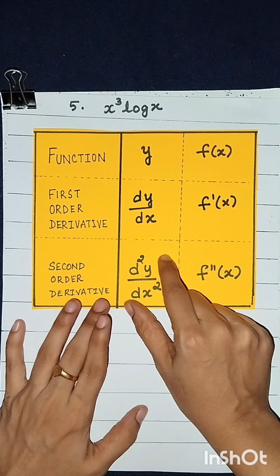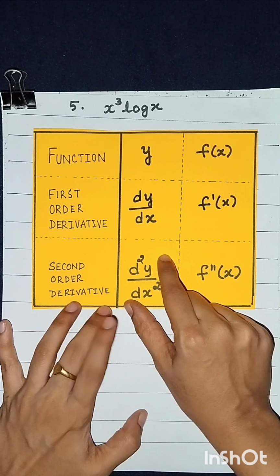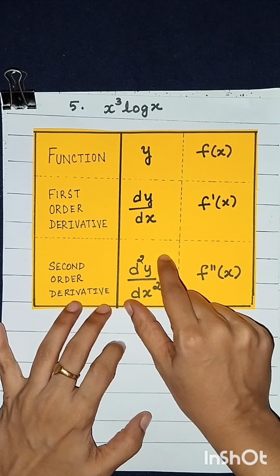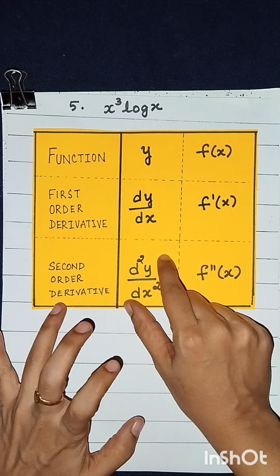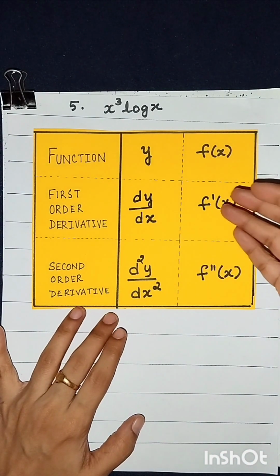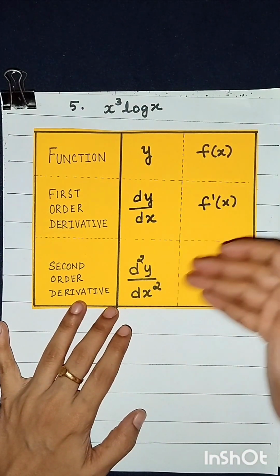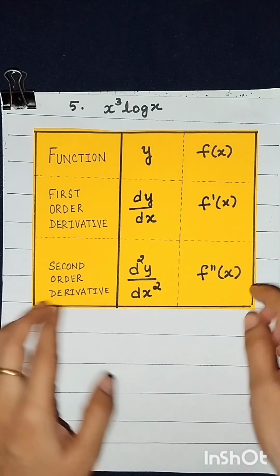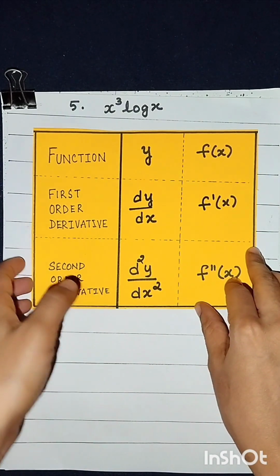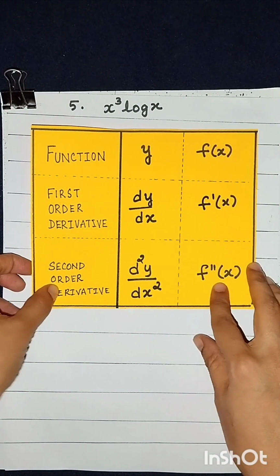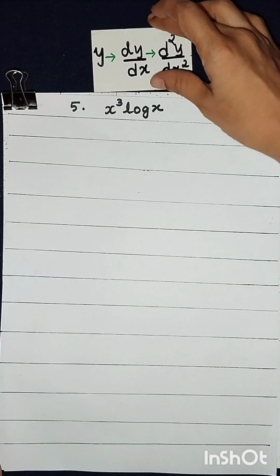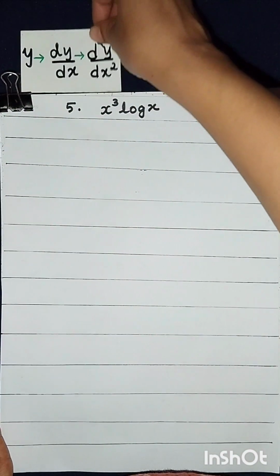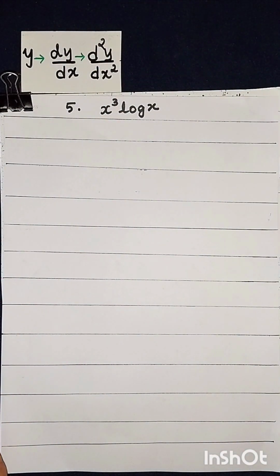So once you go through the introduction video to get the clarity, and also the first video to get the intuitive understanding on what exactly the first order derivative and second order derivative is. Okay, now let us find the second order derivative of the given function. So let us label the function.